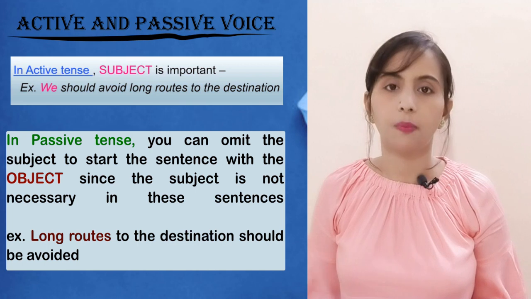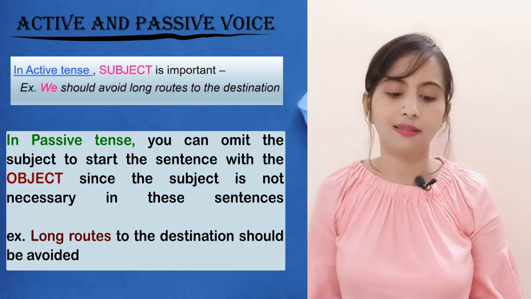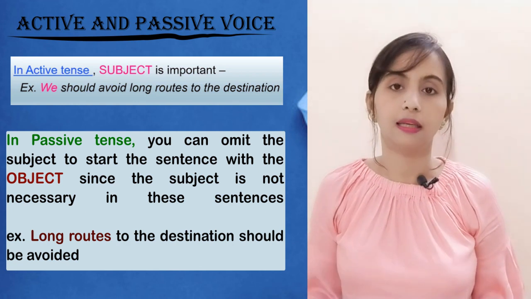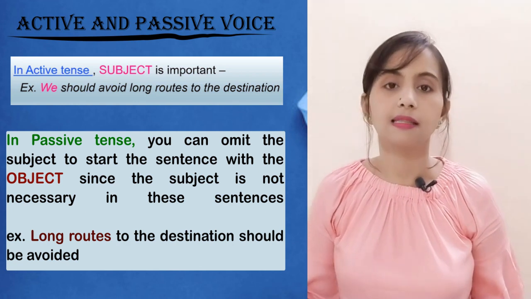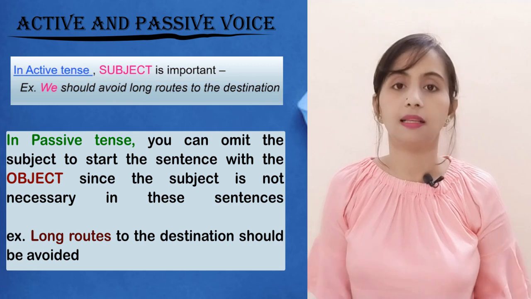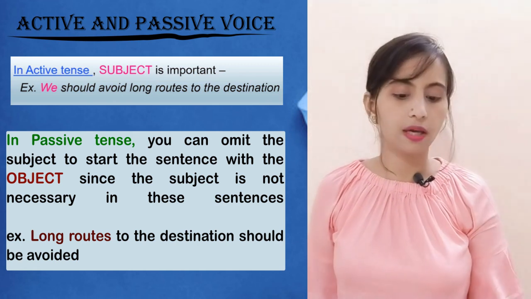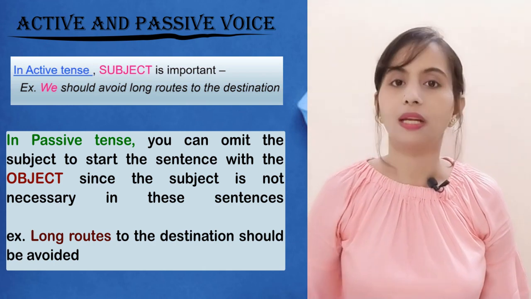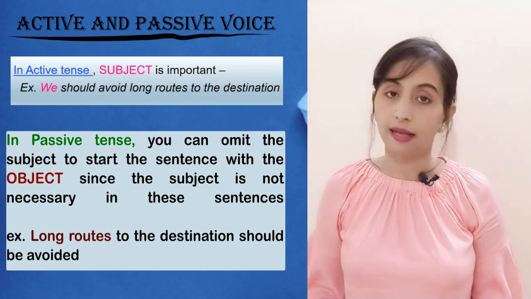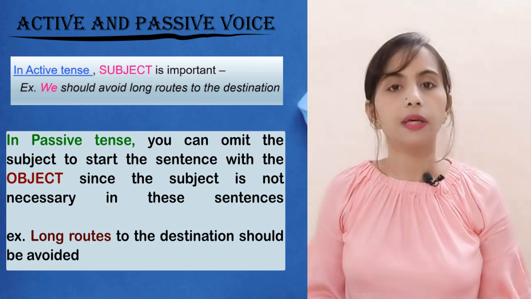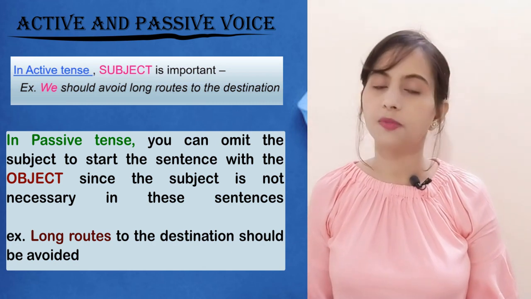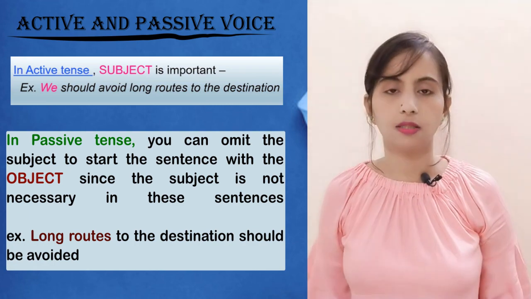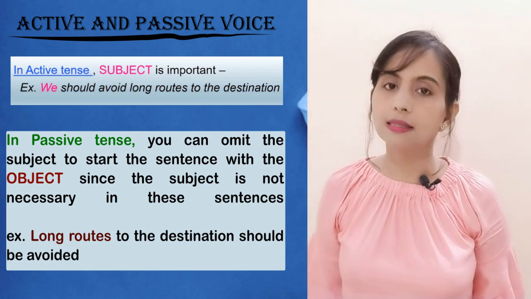Next comes active and passive voice. Active and passive voice is the most important thing. In active voice, the subject plays an important role, and you cannot omit the subject. Example: we should avoid long routes to the destination. Next, in passive voice, you can omit the subject. Here, the subject is not important. We can make a sentence in passive voice without using the subject.